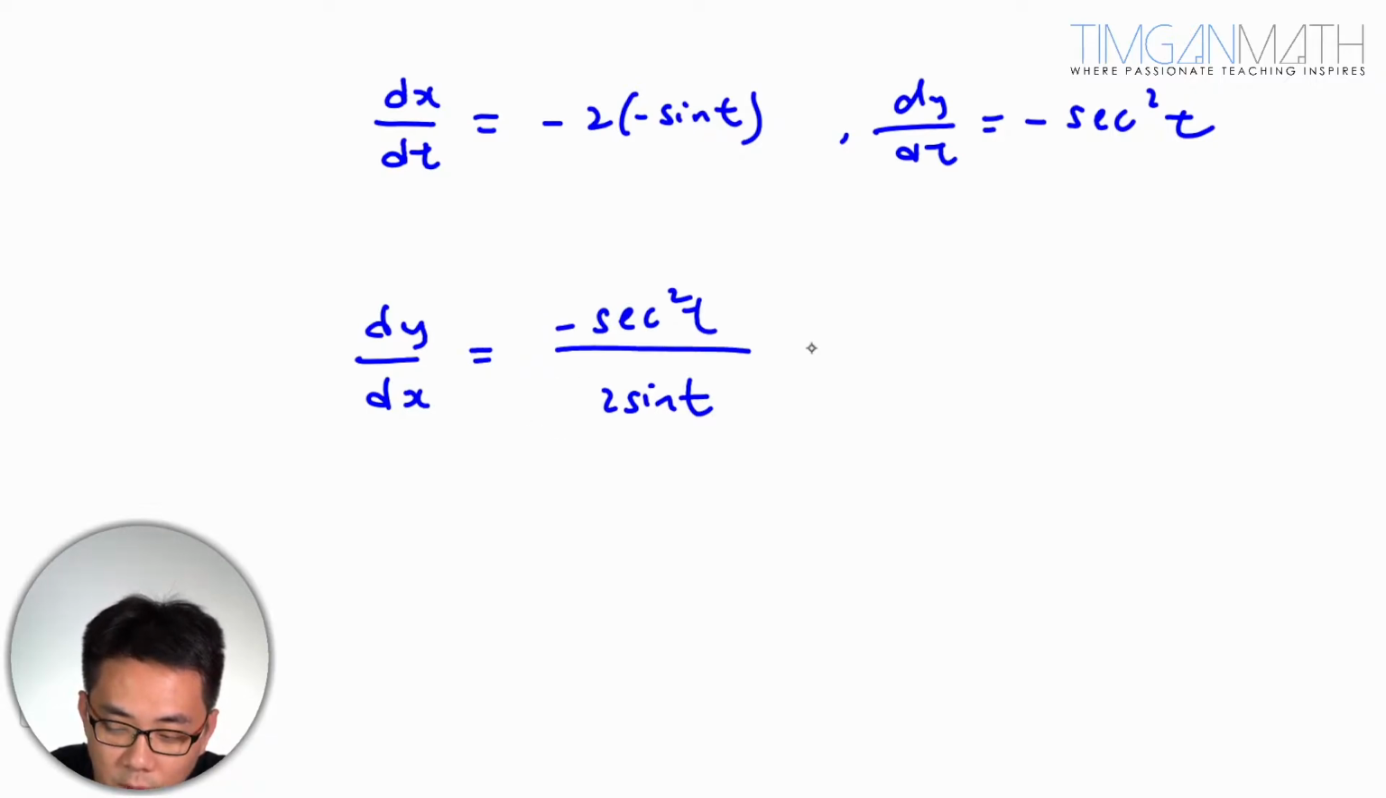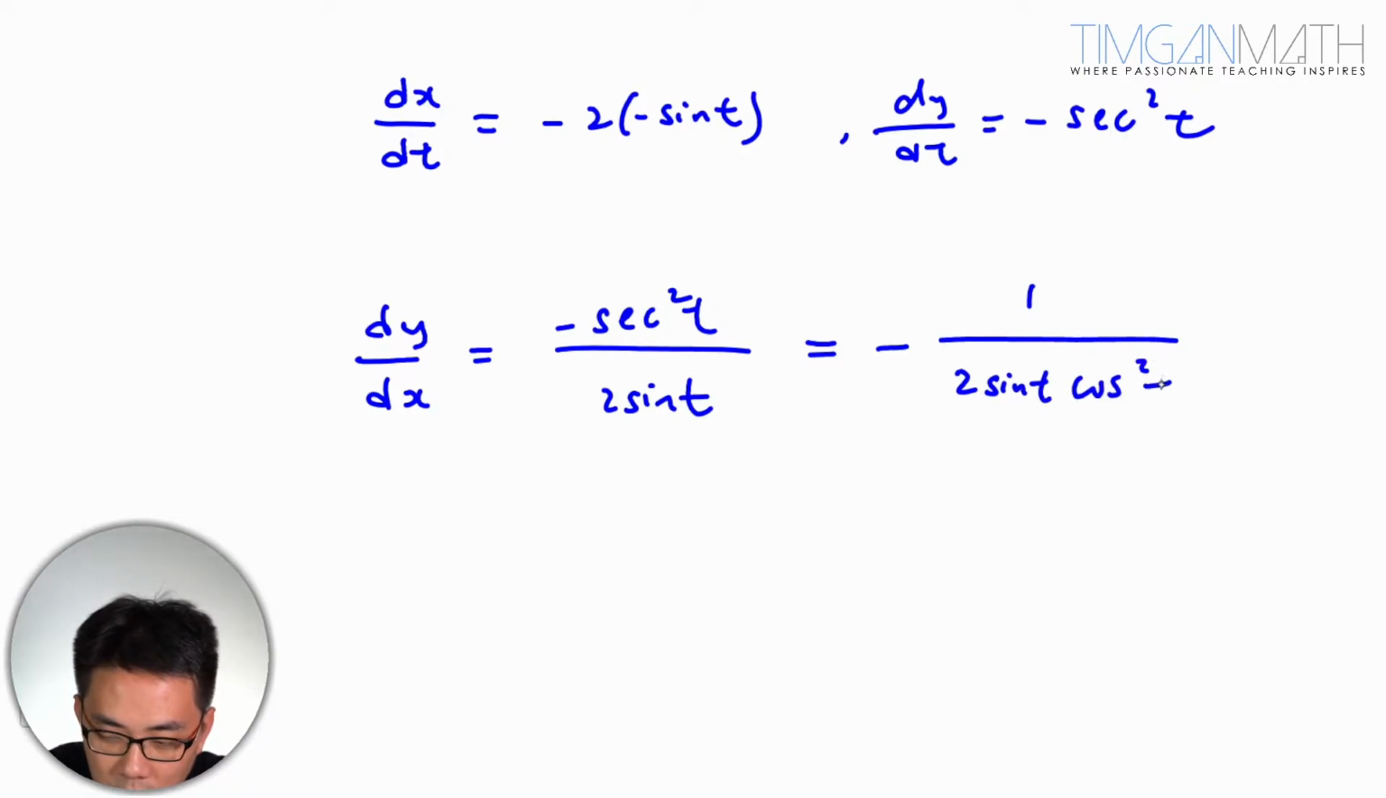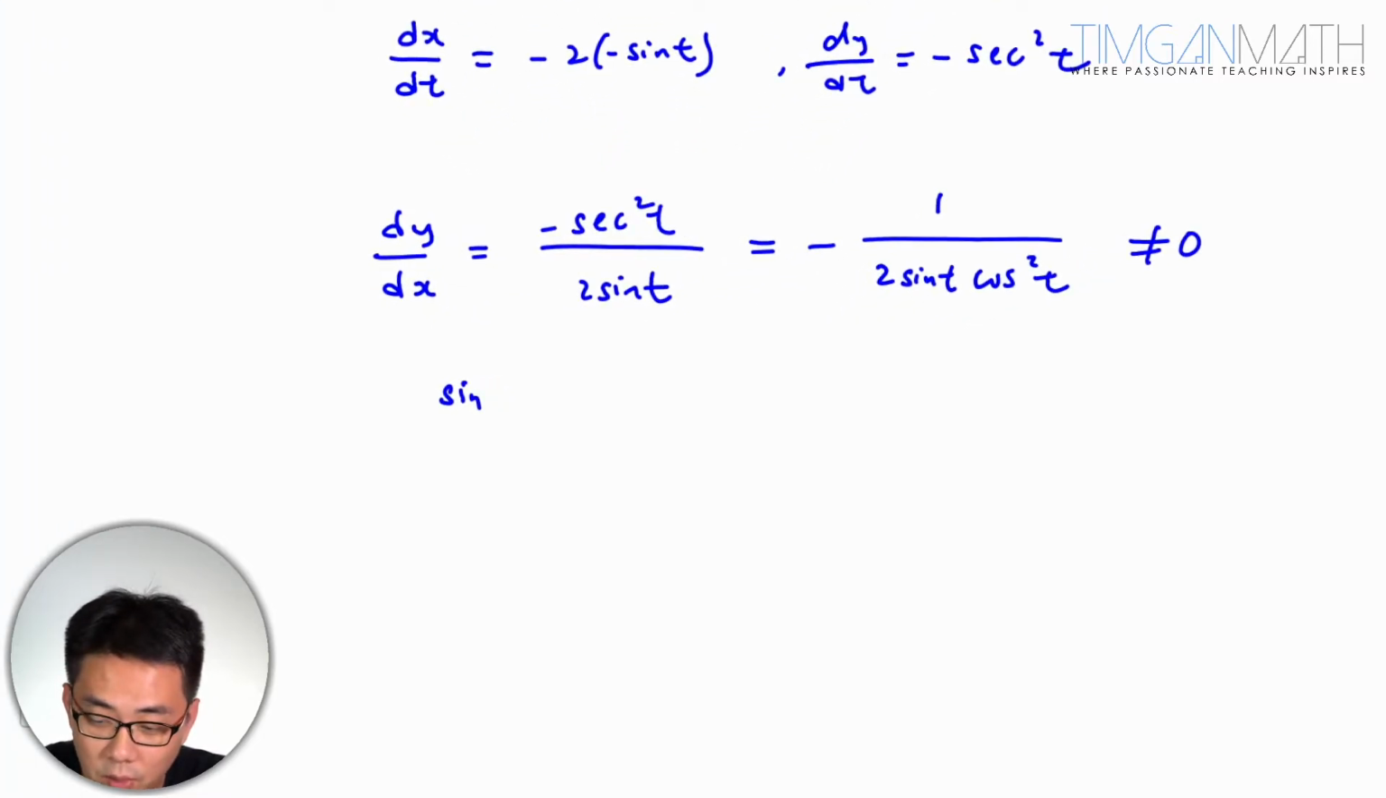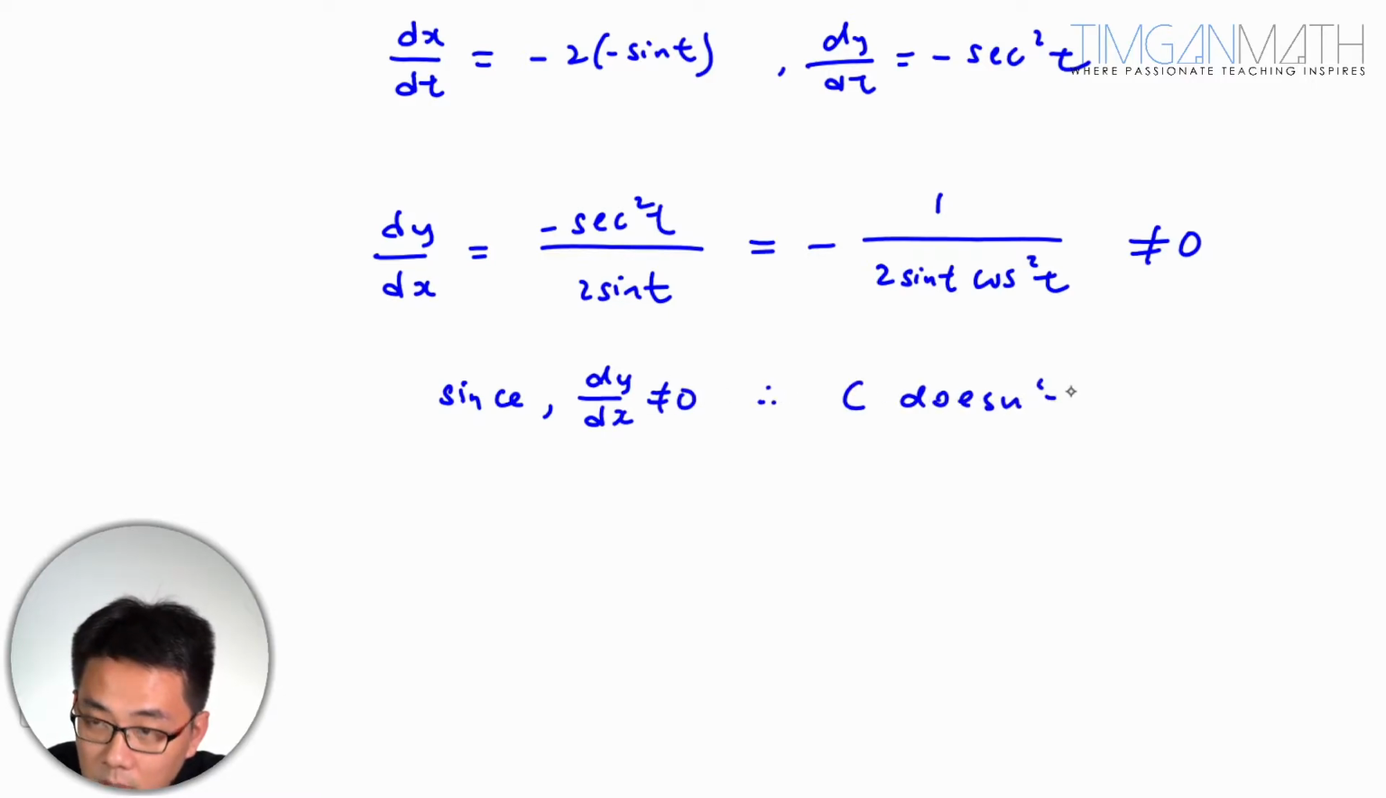If I rearrange this, it will be 1 over 2 sine t cosine square t. Obviously, this cannot be equal to 0, because the top is 1. For it to equal 0, the top has to be 0, but the denominator is not going to 0. So since dy/dx cannot be equal to 0, hence C doesn't have any stationary point.